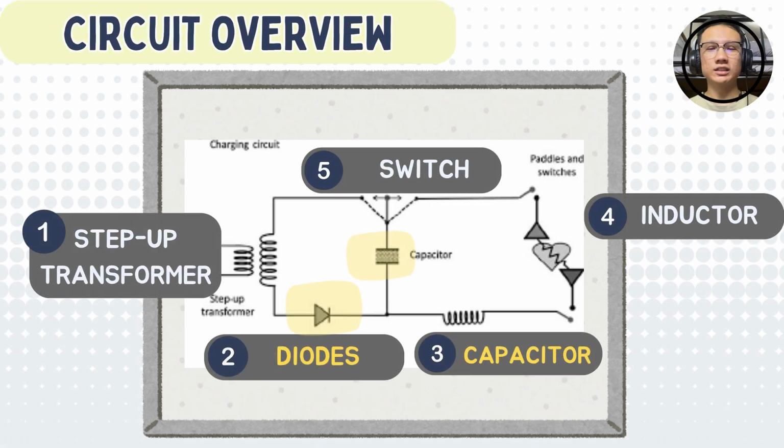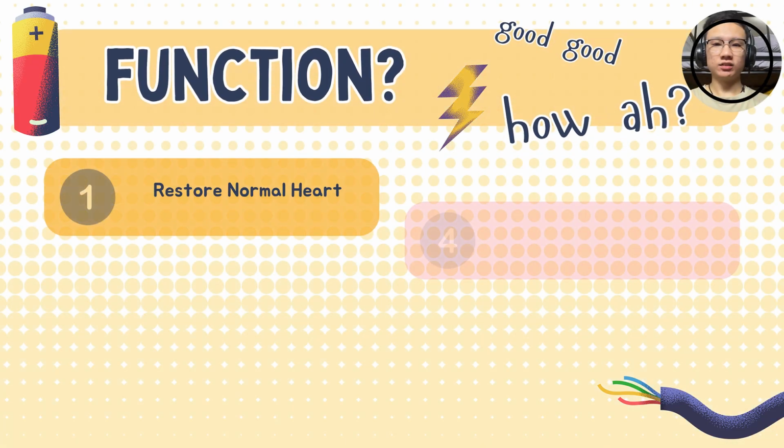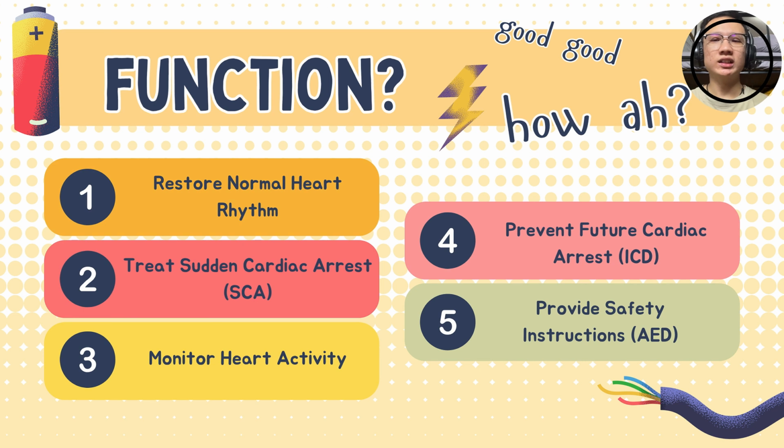Now let's see the circuit of the defibrillator. Basically, the defibrillator has a step-up transformer, diodes, a capacitor, an inductor, and a switch. The diodes and capacitor make the circuit of the defibrillator a clamper circuit. Next we look at the function of the defibrillators. So what are their functions?